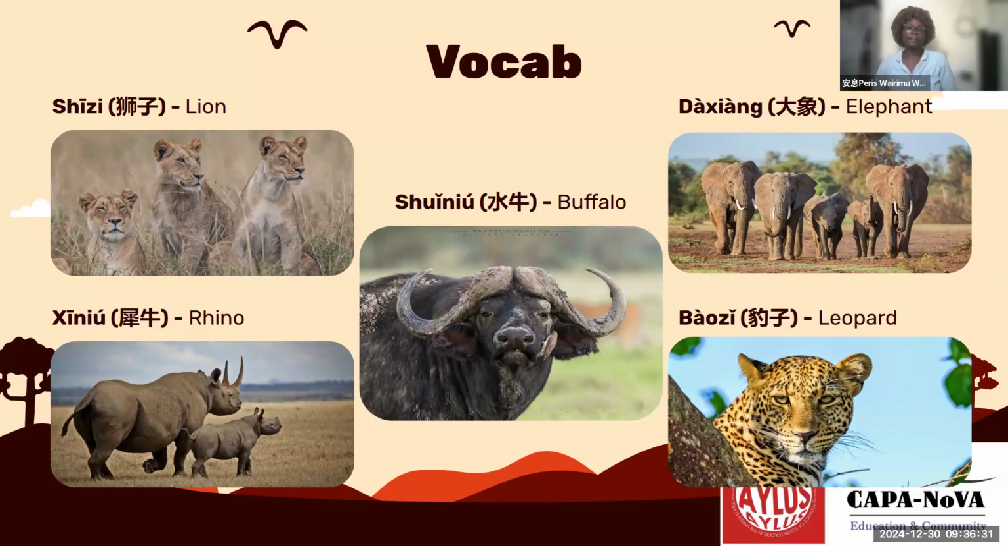That's the lion. Rhino, 犀牛. Buffalo, 水牛. Elephant, 大象. Leopard, 豹子.